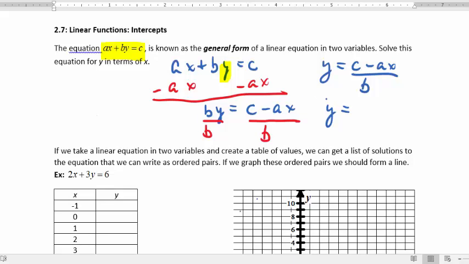Or you could separate it, and generally separating it is the way that we're going to want to do it for the most part later on when we do slope-intercept form. So it's probably easier to write this as c over b minus ax over b, right? You see how we're just dividing both of the terms by b. So either one of these would be acceptable.